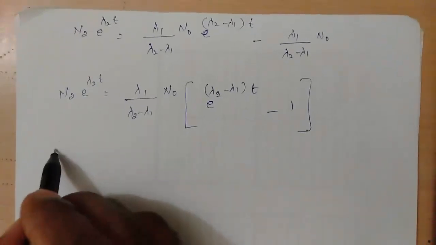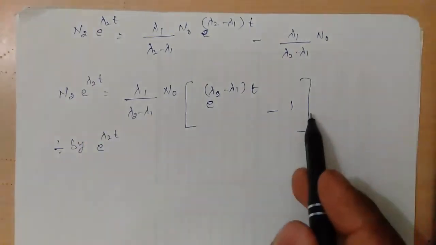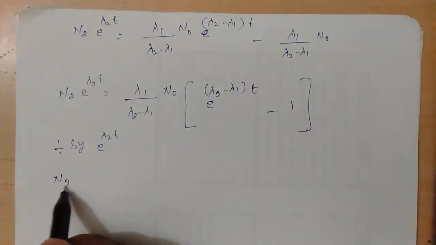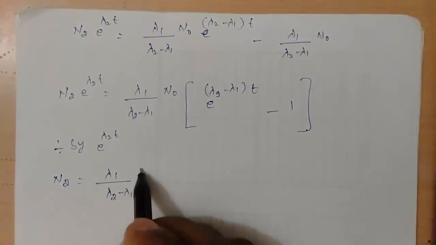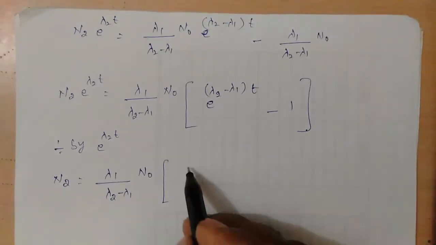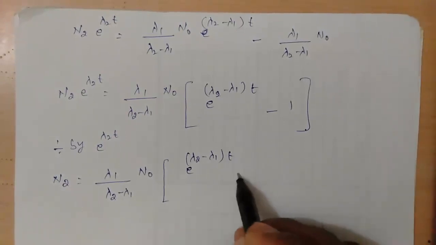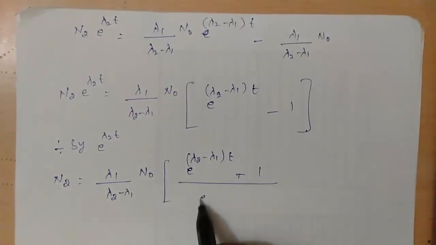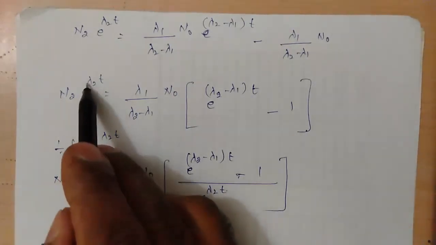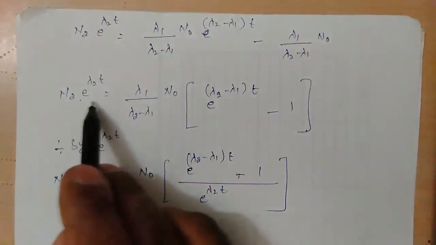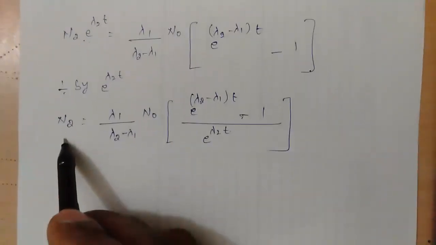Now divide by e to the power of lambda 2 into t throughout the equation. So we get n2 is equal to lambda 1 divided by lambda 2 minus lambda 1 into n naught into e to the power of lambda 2 minus lambda 1 into t minus 1, the whole divided by e to the power of lambda 2 into t. If I divide e to the power of lambda 2 into t on the left hand side, this and this get cancelled, so we are remaining with n2.